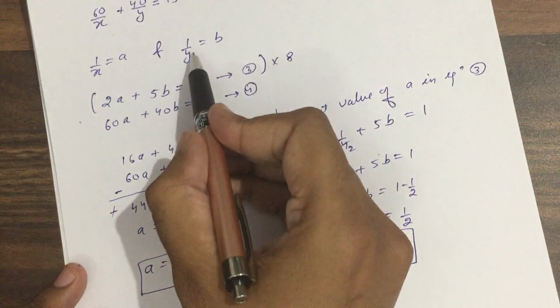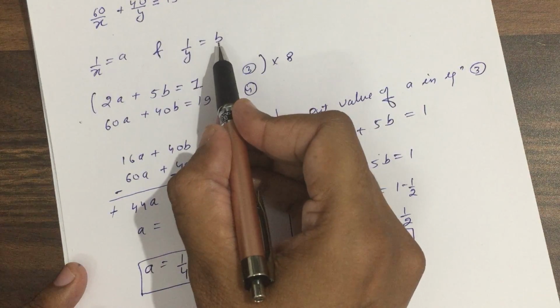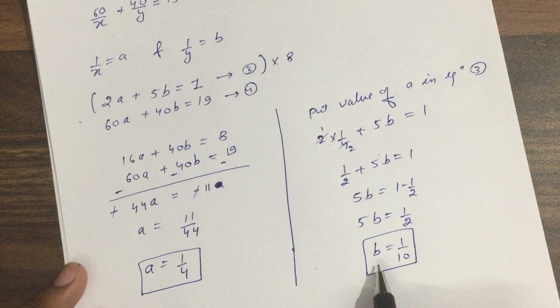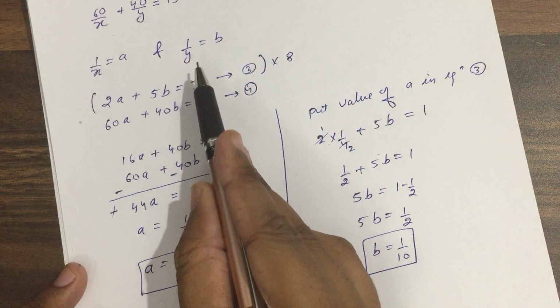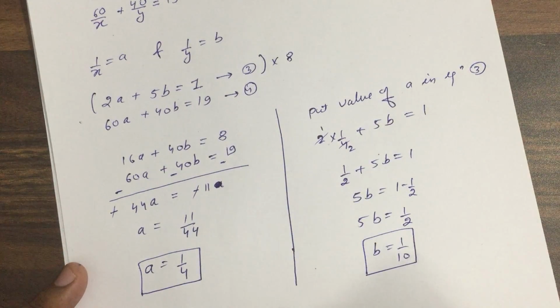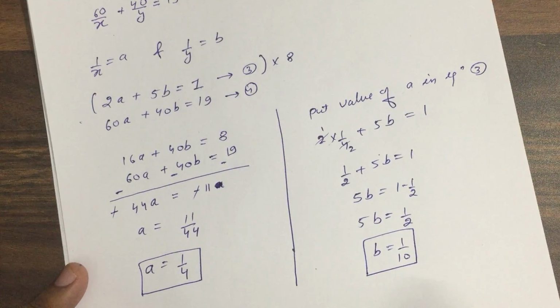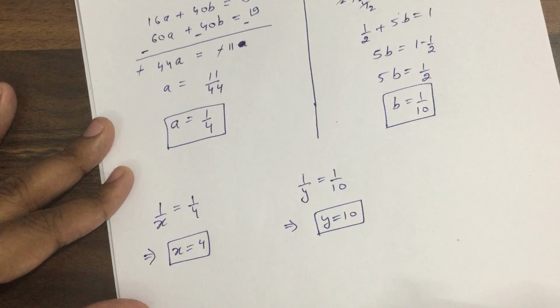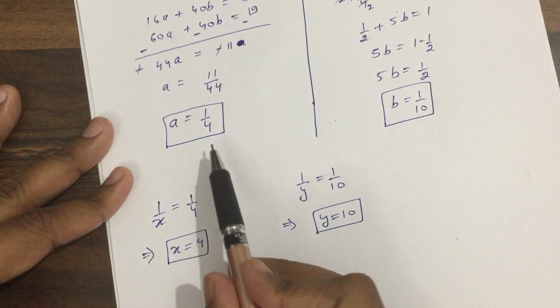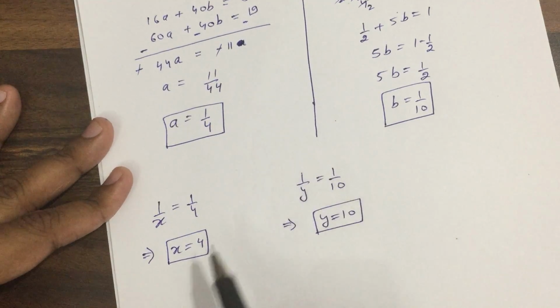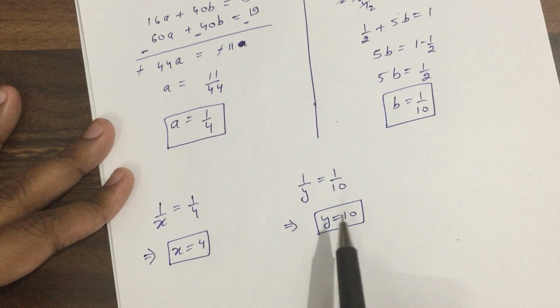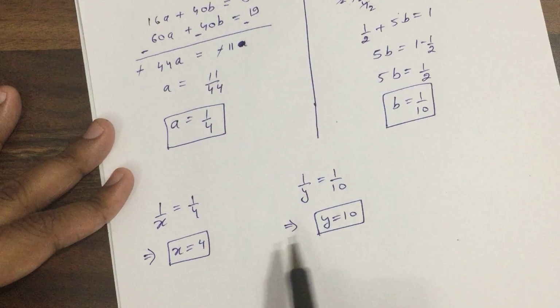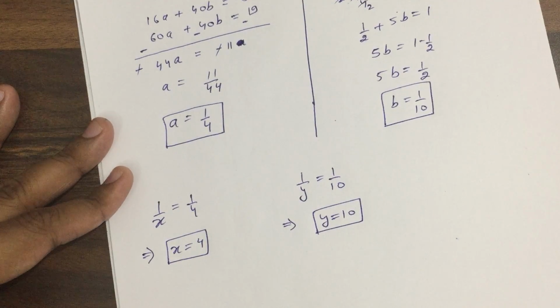Similarly, 1 upon y is equal to b. But the value of b is 1 upon 10. So we can write 1 upon y equal to 1 upon 10. So this will give you y equal to 10. So this is your final answer. Not a and b are your final answers. Your final answer is x and y. x is equal to 4 and y equal to 10.